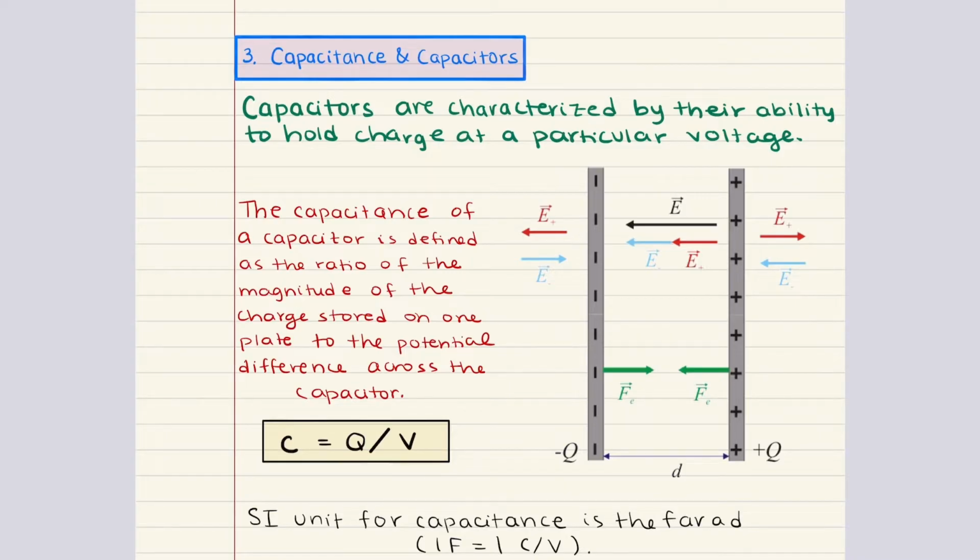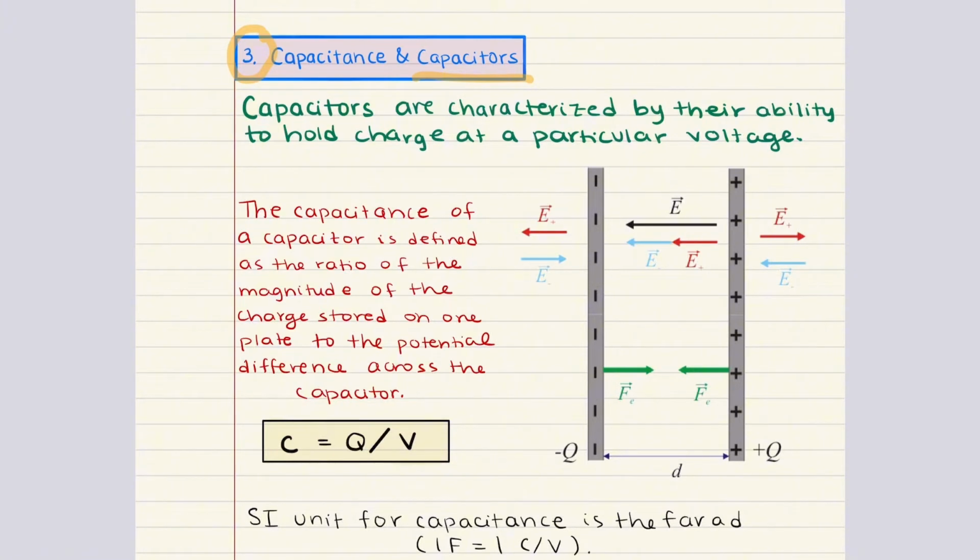Today we're going to finish our lecture on circuits, and we've made it to the third objective. Unlike resistors, which dissipate energy, capacitors store energy in the form of electric charge. But to understand capacitors, we first need to define capacitance. Capacitance is the measure of how much electric charge a capacitor can store at a given voltage across its plates.